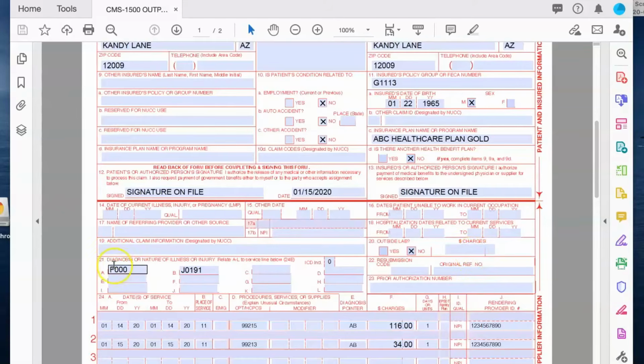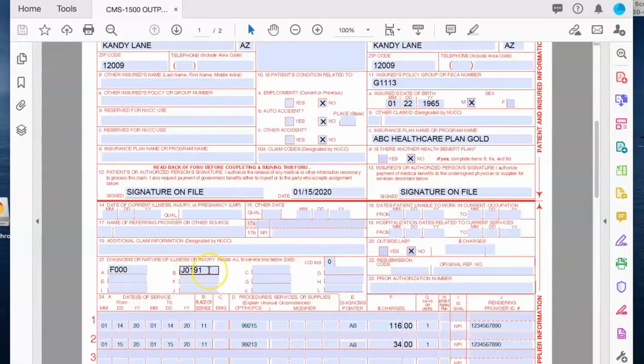Notice here there is an ICD indicator. This is where you indicate if the diagnosis code classification is ICD-9 or ICD-10. Since we're using an ICD-10 diagnosis code, we entered 0. If we were using ICD-9, we would enter 9, just as instructed in the NUCC manual. And we've entered some placeholder diagnosis codes.